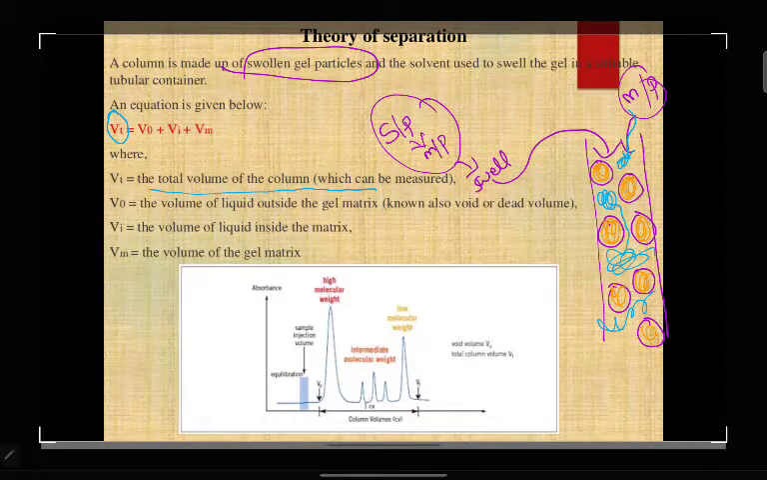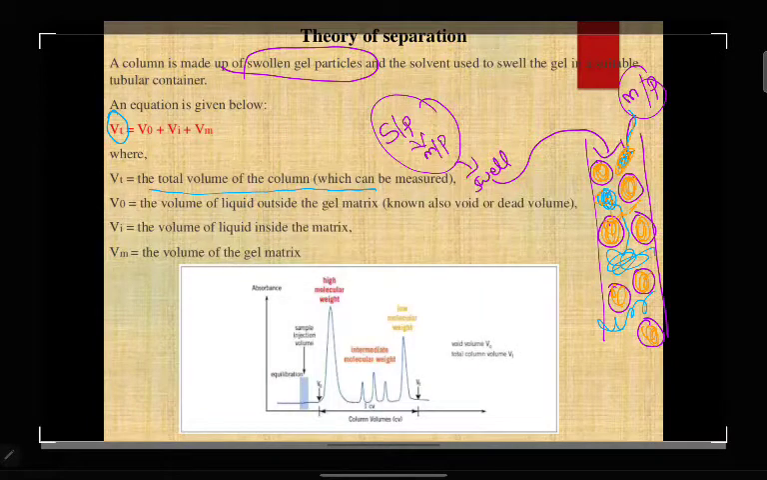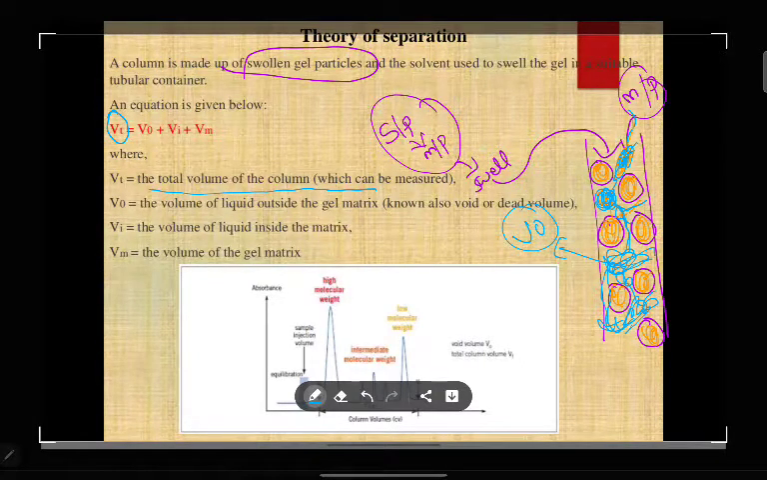So V0 means what I told: the volume of mobile phase. This is the entire volume of mobile phase. Where is your mobile phase? It is there in between the gaps of your stationary phase, isn't it? Between the gel, a gap is there, no? That gap is occupied by your mobile phase. So this is called void volume or dead volume, V0. Void volume means, in between your microporous gel, spaces will be there. That space is occupied with mobile phase, or liquid, or solvent. That volume is called void volume.